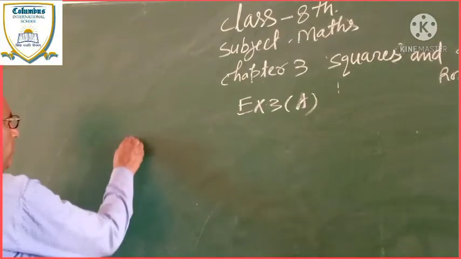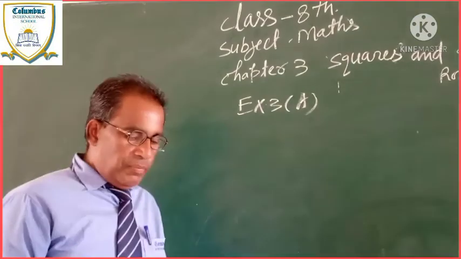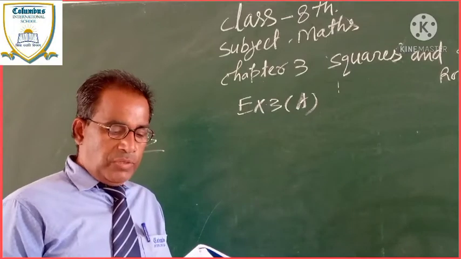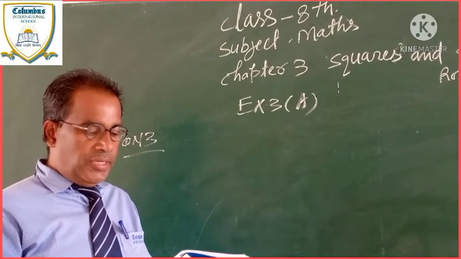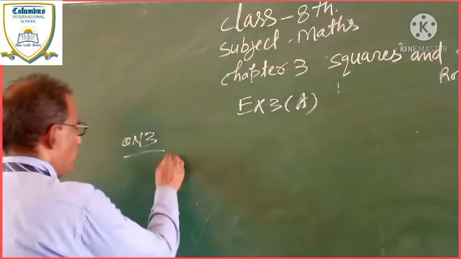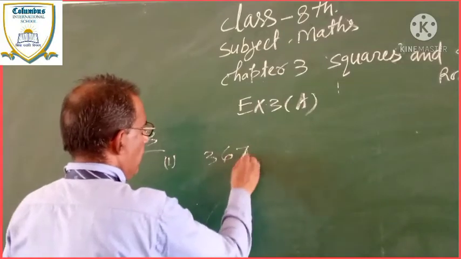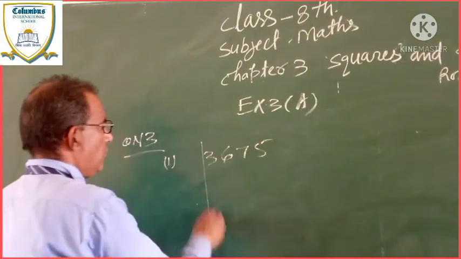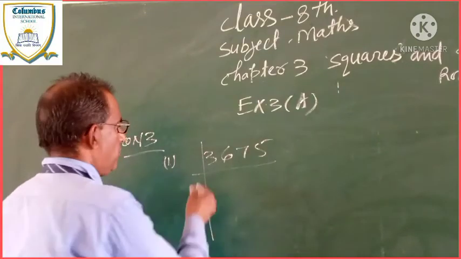Now question number 3. By what least number should the given number be multiplied to get a perfect square number? In each case, find the number whose square is the new number. First, 3675. First we shall find the prime factorization of the number.